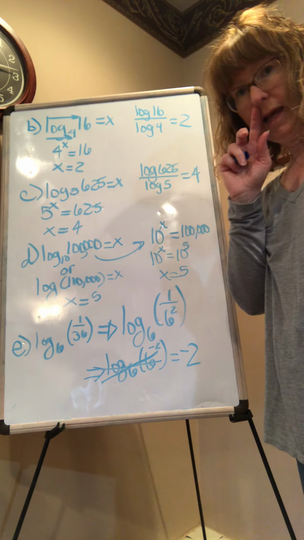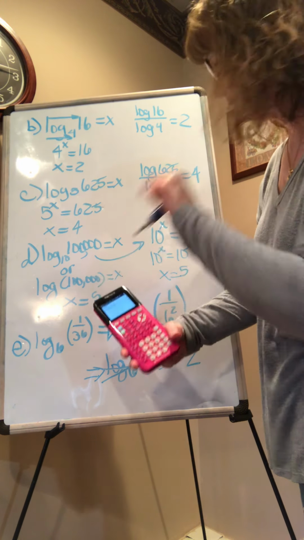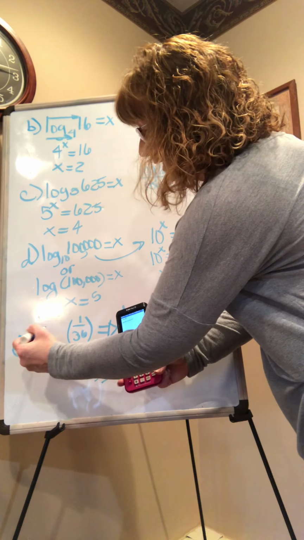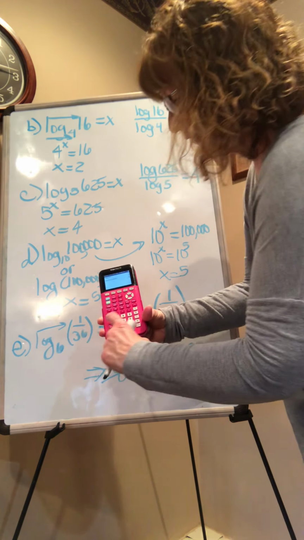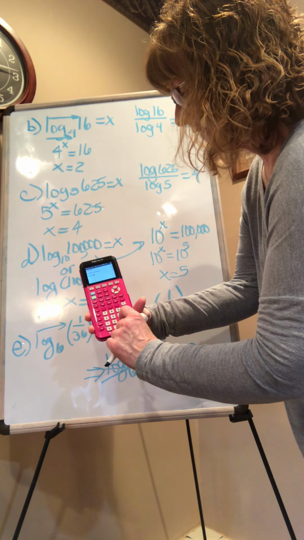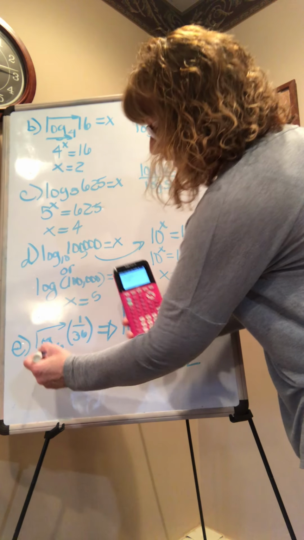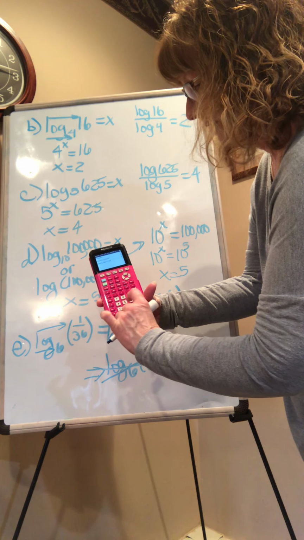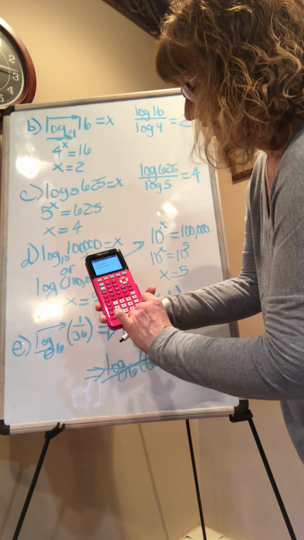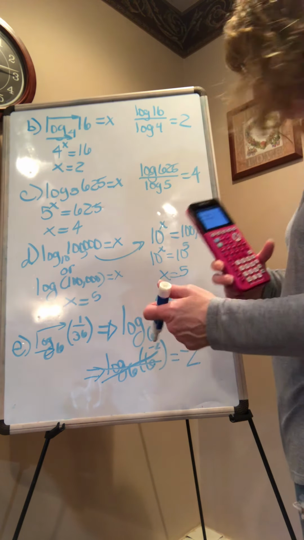Now you want to check that out. You want to just make sure that I'm not lying to you, which of course I would never do, but go back to your beginning. So if I hit log and I hit 1 divided by 36, and I divide that now by the log of 6, I get negative 2. You're still going to get negative 2 no matter which way you go.